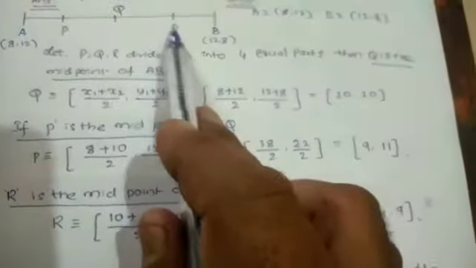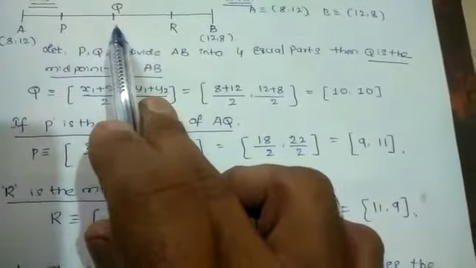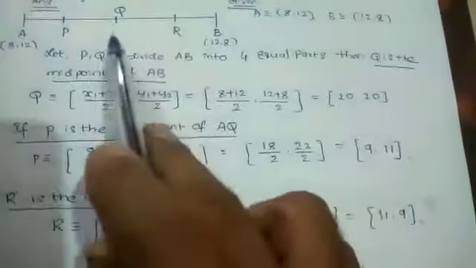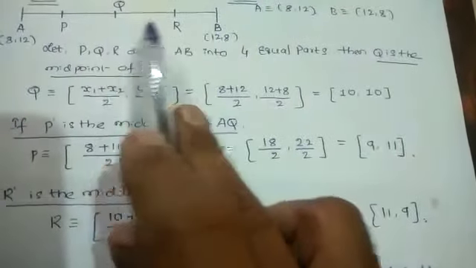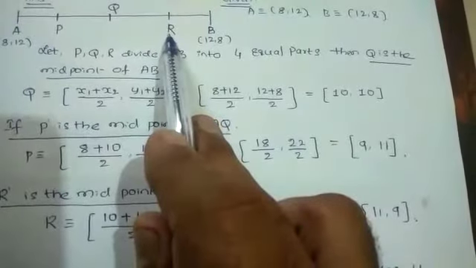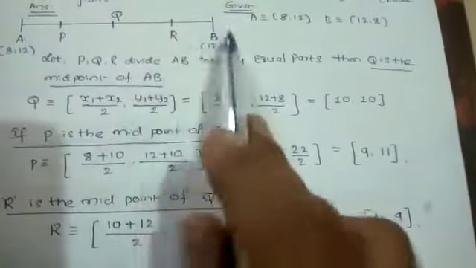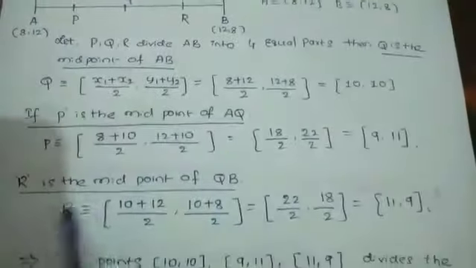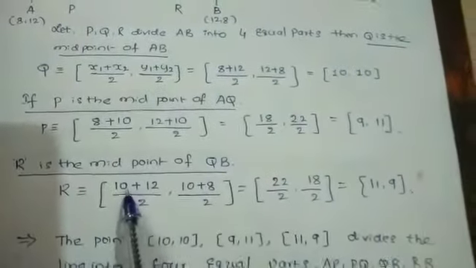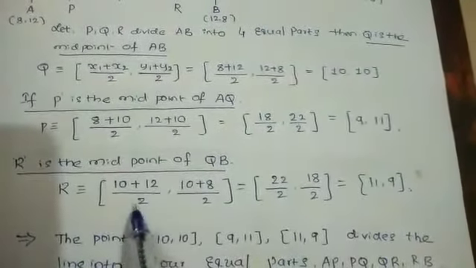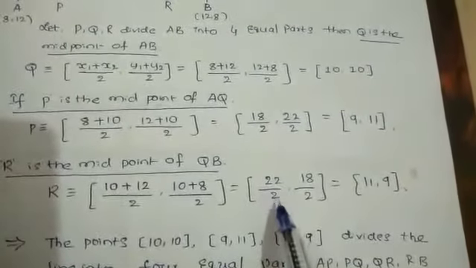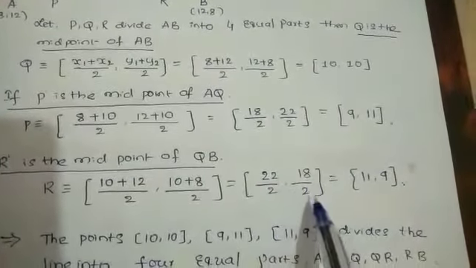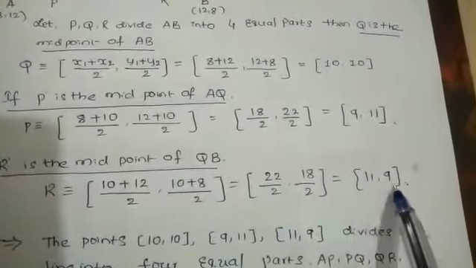Similarly, we already have the coordinates of Q as (10, 10), and the coordinates of B are given. Using these two, we can easily find the coordinates of the midpoint of QB, that is R. R is the midpoint of QB. Apply the same formula, (x1 plus x2) divided by 2, (y1 plus y2) divided by 2. So we get 22 divided by 2 comma 18 divided by 2, so that is (11, 9).